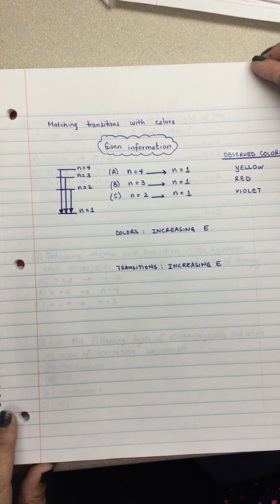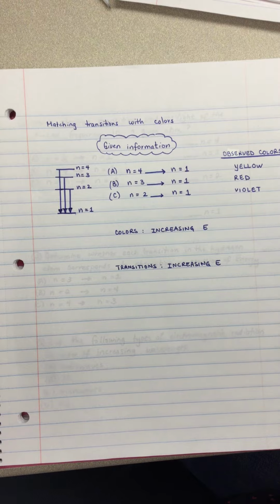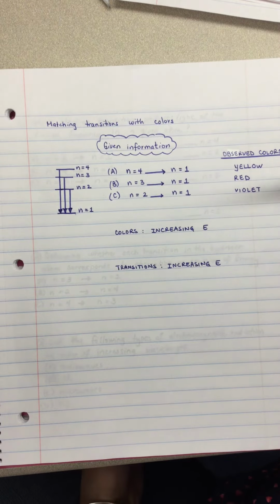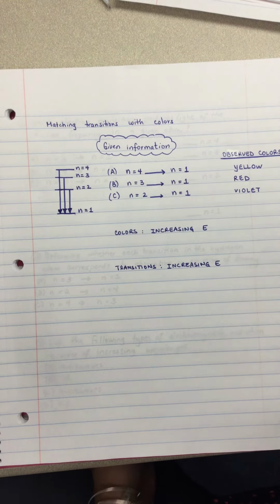So I'm going to look at different possible types of transition, and we are going to try to match a specific color with a specific type of transition. And the way to do that is to determine the amount of energy associated with each transition, and then use that information to check a wavelength for a specific color. So looking at the given information here, I have 3 different transitions, and I have 3 colors. So you should think about this like you did this experiment.